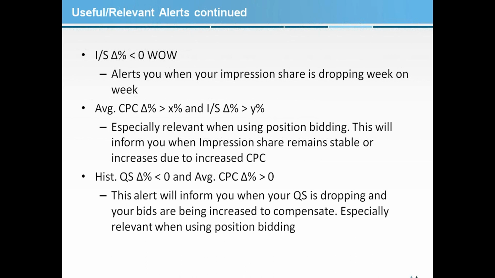The next example is especially relevant when using position bidding, because this will inform you whenever your impression share remains stable or increases, however increases due to an increased cost per click. And what we're actually filtering for here is where the change in your average CPC is greater than your acceptable threshold, so let's say 10%, and your impression share is greater than a set value, so let's say minus 10%.